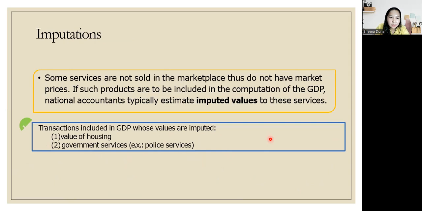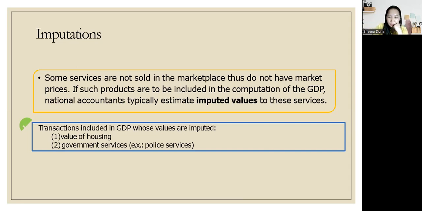Okay. Another treatment natin na tinitingnan dito is yung imputations. Some services are not sold in the marketplace, thus do not have market prices. If such products are included in the computation of the GDP, national accountants typically estimate imputed values to these services. So, ang imputed value na sinasabi natin is like yung estimate. So for example, sa mga housing, meron kang sariling house, hindi ka na mag-rent sa sarili mong bahay. But meron tayong imputed value para ma-measure natin kung ano yung value niya.